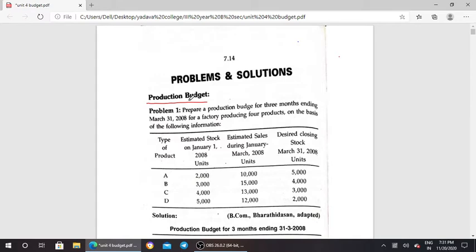So first we are going to talk about the production budget. In this production budget, they have given 3 months of factory production. They have given 4 products: A, B, C and D. The estimated opening stock on January 1 is A 2,000, B 3,000, C 4,000, D 5,000. The sales of each product are given in units: 10,000, 15,000, 13,000, 12,000. The closing stocks they have given are 5,000, 4,000, 3,000 and 2,000.